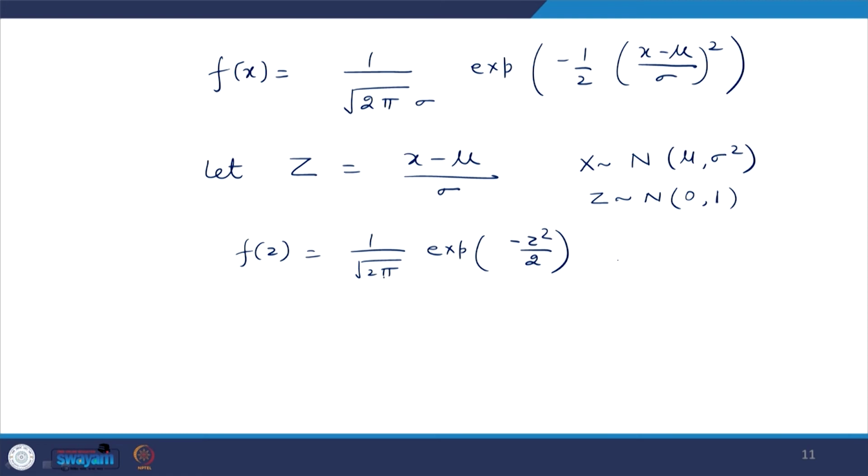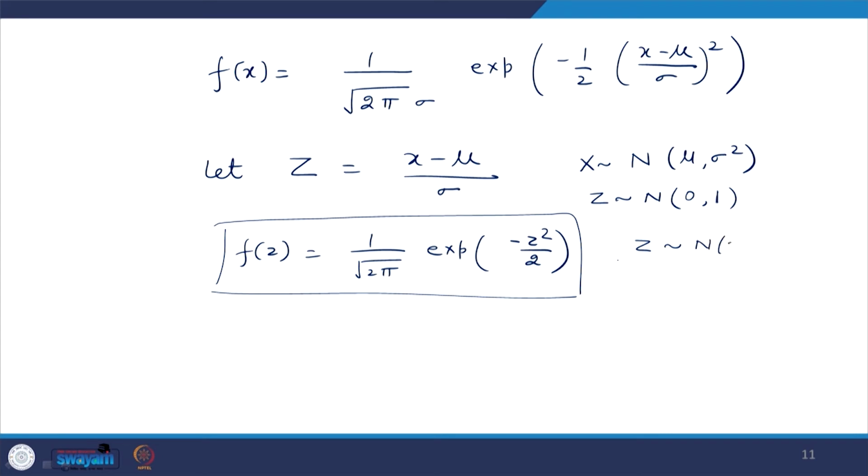So, because of this transformation, sigma will cancel out. Now this is a very simple expression to see the Gaussian distribution, which is a normal variate with mean 0, standard deviation 1. Now let us try to prove that its mean is 0 and standard deviation is 1.